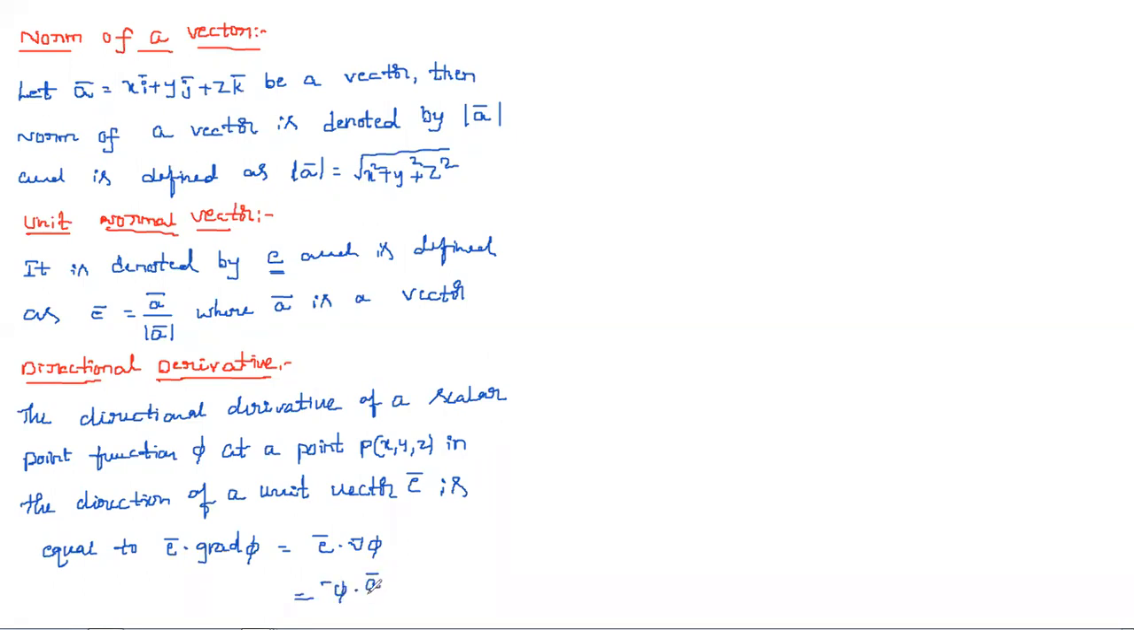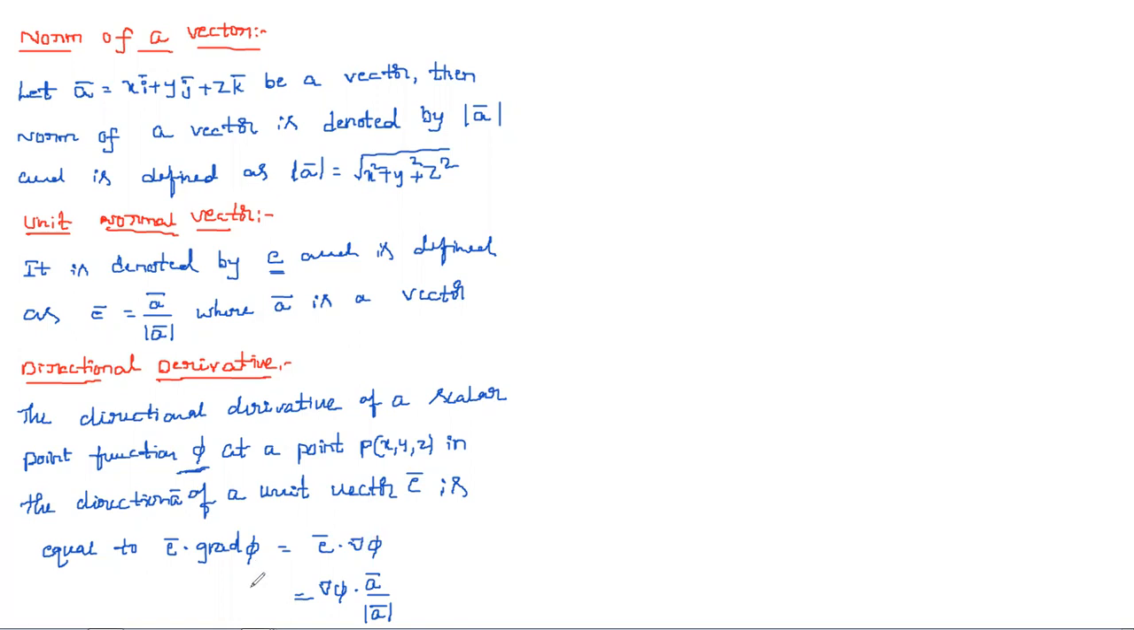Here E bar is nothing but a bar by modulus a bar, so del phi dot a bar by modulus a bar. Very important one; essay type questions they will ask on this topic. The directional derivative of a scalar point function phi at a specific point P of xyz in the direction a bar, of a unit normal vector E bar, is E bar dot del phi.